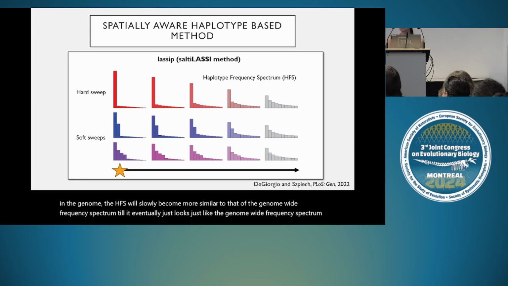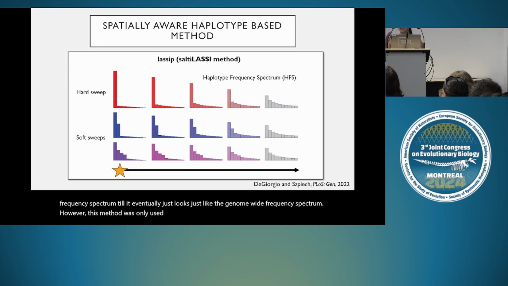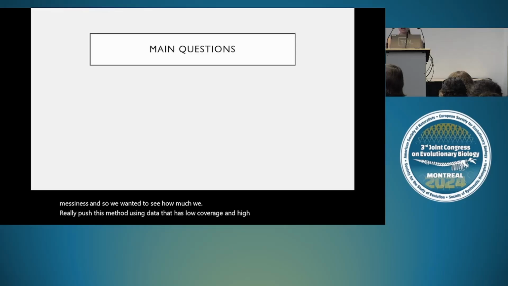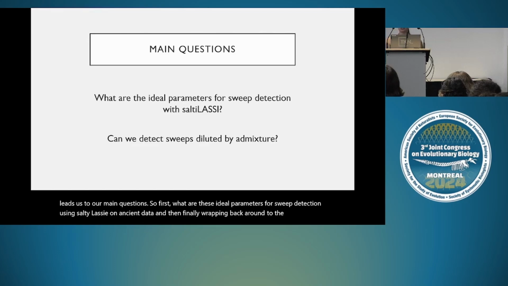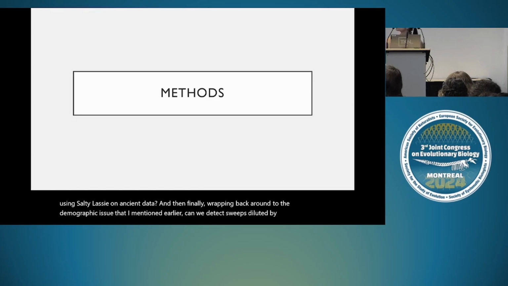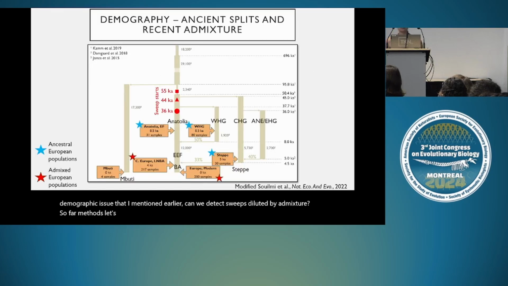However, this method was only used on high coverage data and also data that had little to no missingness. So we wanted to see how much we can really push this method using data that has low coverage and high missingness. This leads us to our main questions. First, what are the ideal parameters for sweep detection using Salty-LASSI on ancient data? And finally, wrapping back around to the demographic issue that I mentioned earlier, can we detect sweeps diluted by admixture?